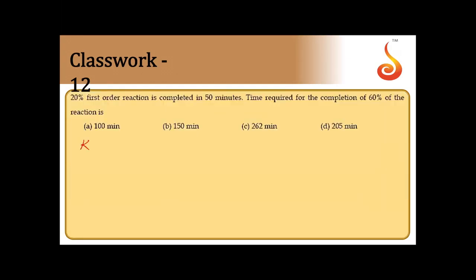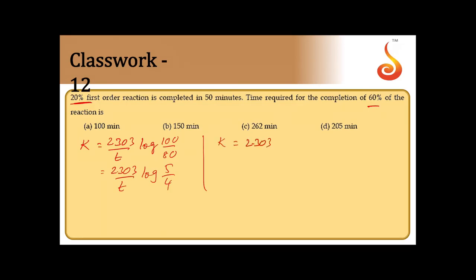So again the same formula, K is equal to 2.303 by T into log of... This is for 20% completion here. So log 100 by 80, which is equal to 2.303 by T into log of 5 by 4 then. Next, for 60% completion, K is equal to 2.303 by T into log of... 60% means 40 remains, so 100 by 40 then.